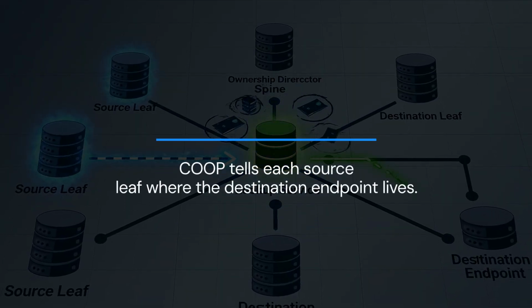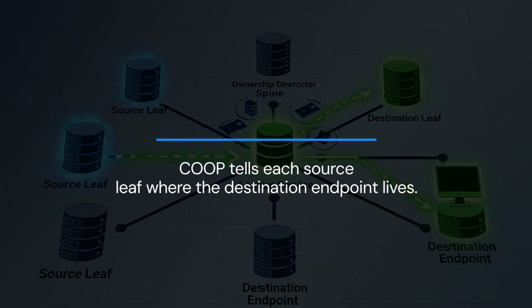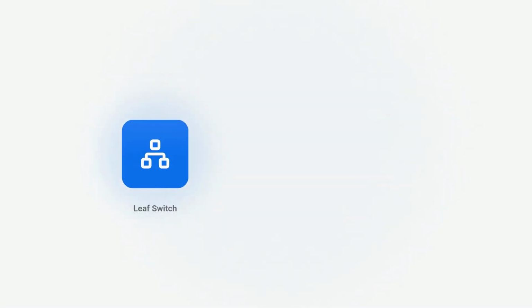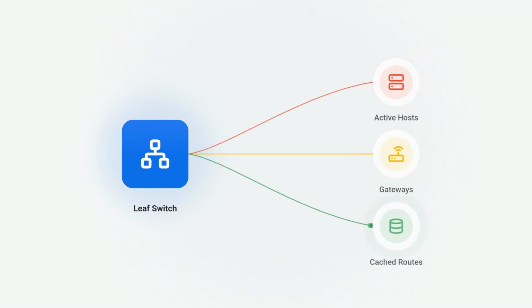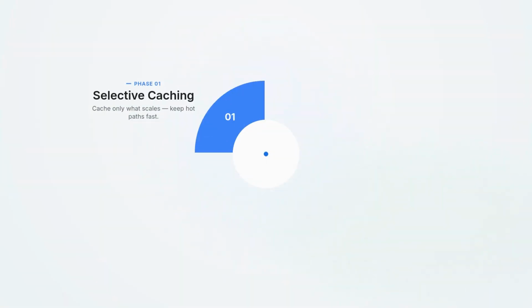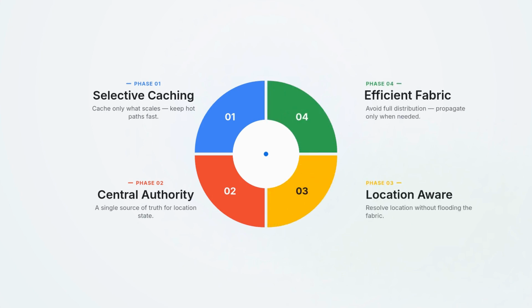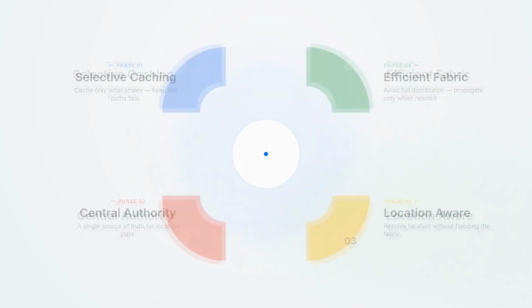If a source leaf wants to reach a destination endpoint, it needs to know which destination leaf currently has that endpoint attached. Without that answer, the fabric would know how to traverse the roads, but not which driveway to pull into. Leaves do not have to store every endpoint in the entire fabric all the time. They can cache selectively based on what they need to forward traffic efficiently. That selective caching helps scale. The fabric can maintain central authority for location while avoiding unnecessary full distribution behavior everywhere.